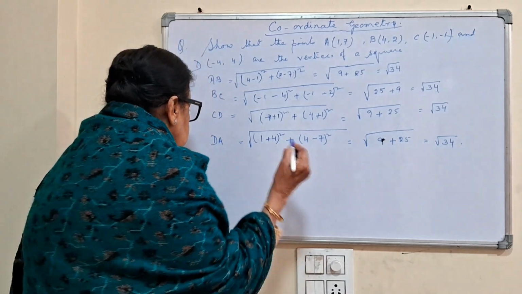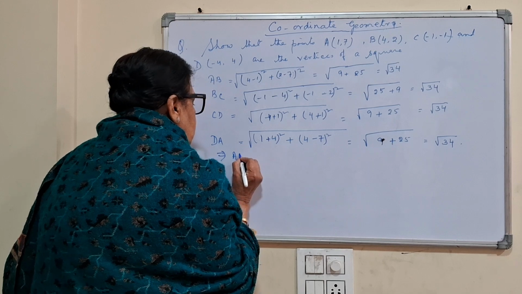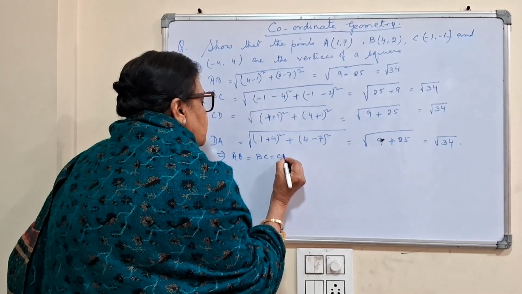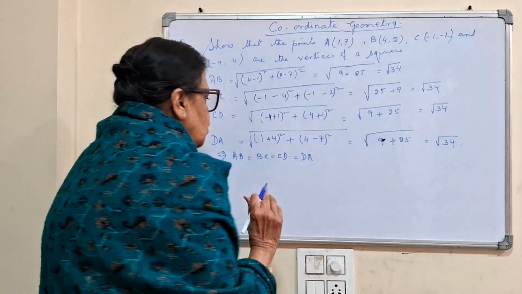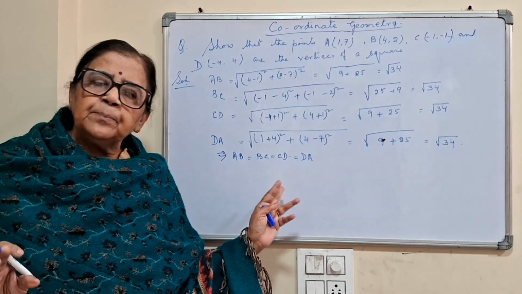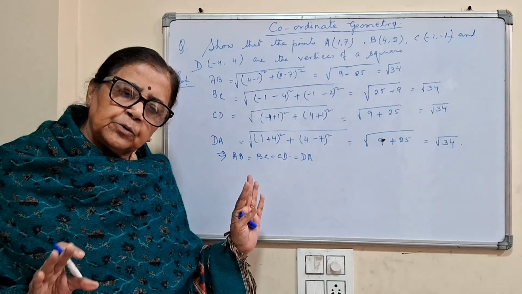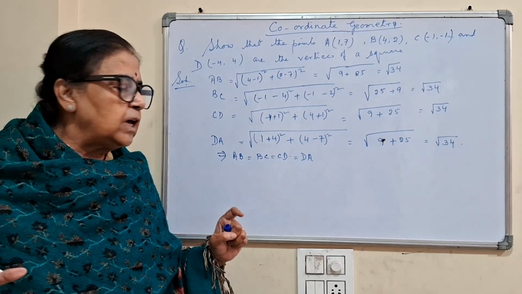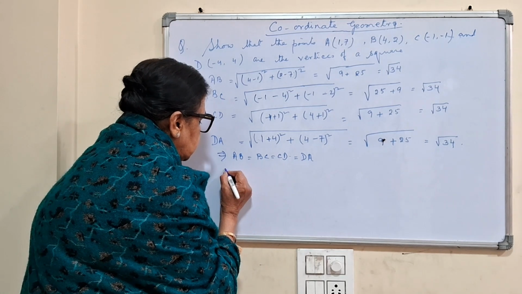Now you have found that AB is equal to BC is equal to CD is equal to DA. All four sides are equal. This happens for a rhombus and a square. But a square has another condition: the diagonals are equal. So now I find the diagonals.